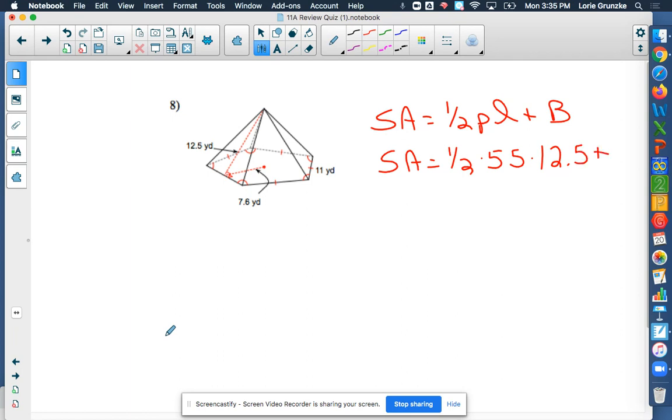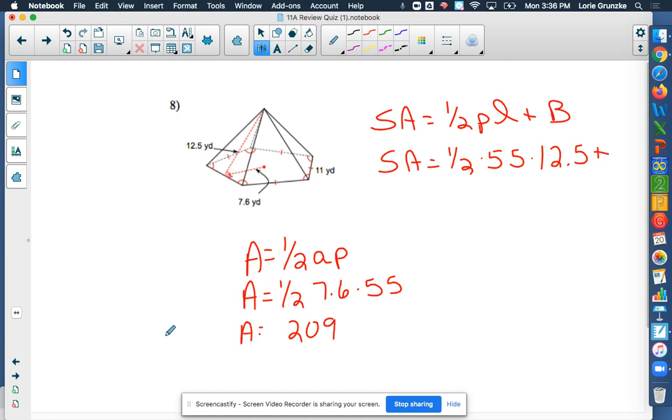Now I have to find the area of my base. The area of a pentagon is 1/2 apothem times the perimeter. The apothem is 7.6. The perimeter, we already figured out earlier, is 55. So I'm on my calculator. I go 7.6 times 55, and then I divide it by 2. That's the order I do it in. I get the area of 209. So that goes here.